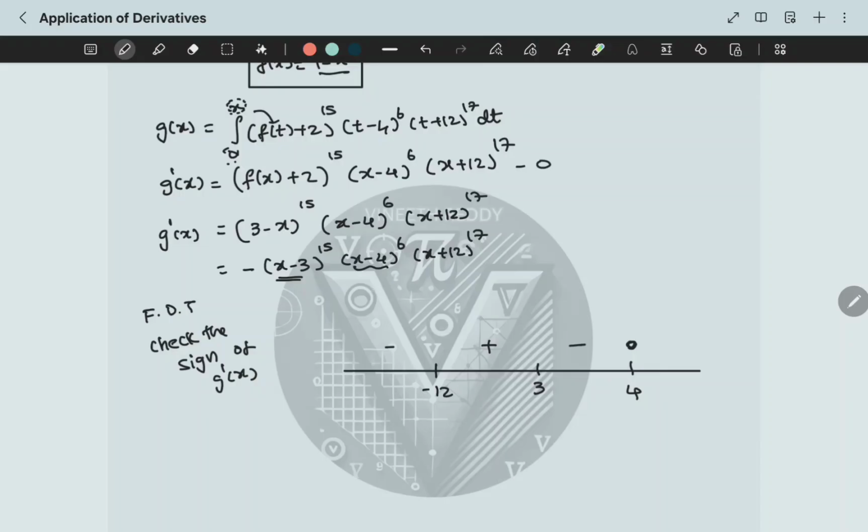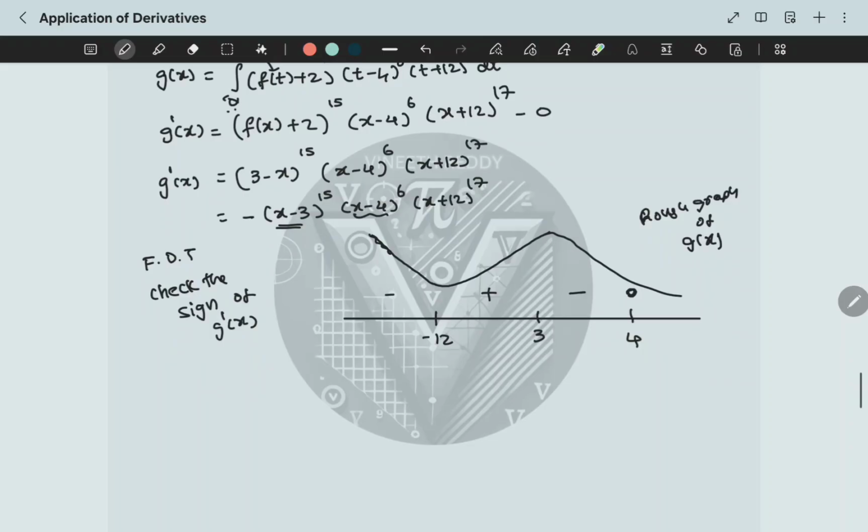Now the rough graph should be something like this. See, g dash of x is negative, that means it is decreasing. This is the rough graph of g of x. So g of x is decreasing when x is less than minus 12, so it's something like this, and g of x is increasing when x is greater than minus 12, and g of x is decreasing when x is greater than 3. So that's how the graph looks.